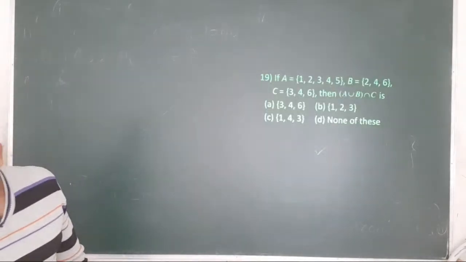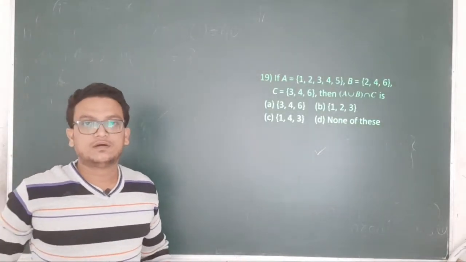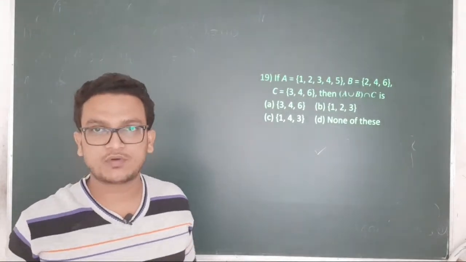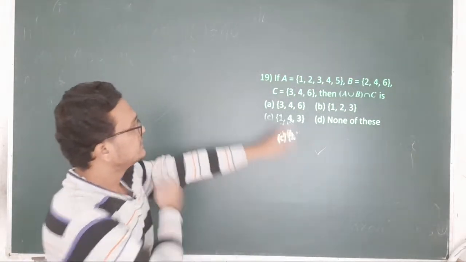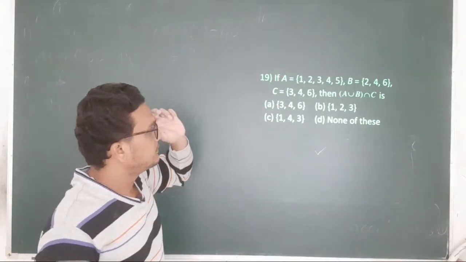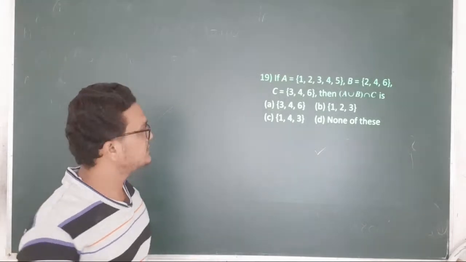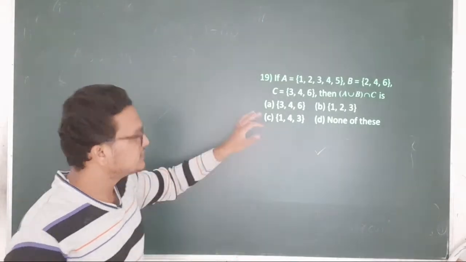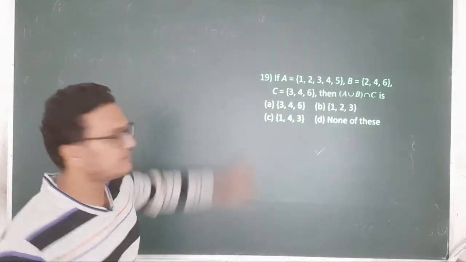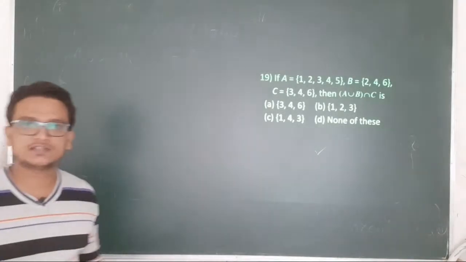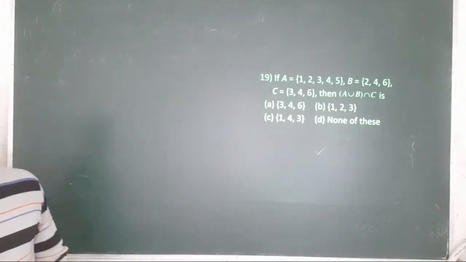Okay, we'll see the next question. I think you can answer the next question. I need the answers from your side only; I'm not going to simplify this. If A is equal to 1, 2, 3, 4, 5, B is equal to 2, 4, 6, C is equal to 3, 4, 6, then find A union B intersection C. It is a simple question. Try to simplify and put your answer in the comment box. I think within 1 minute you can simplify this. Simplify and tell.